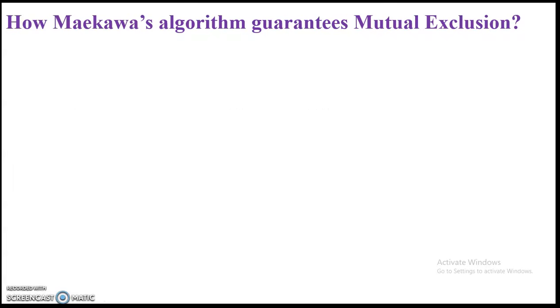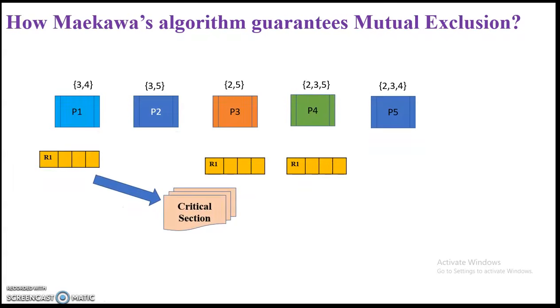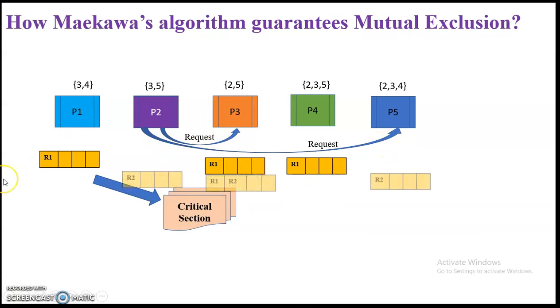Now how does Maekawa's algorithm guarantee mutual exclusion? So here, initially P1 is in the critical section. Now let us say that P2 also wants to enter into the critical section. Now what is the quorum of P2? It is 3 and 5. So it will send the request message to process 3 and process 5.